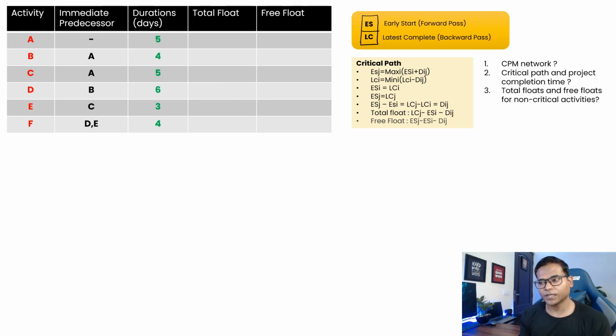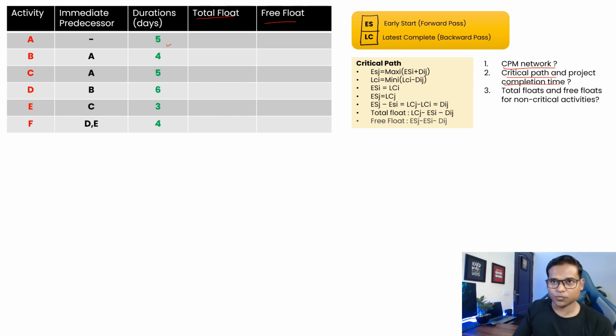So let's take another example where we will again be drawing the CPM network and understand how to calculate the critical path. We will be following the same logic. So let's first draw our CPM network. Here we are given activities from A to F, and we have the immediate predecessors for those activities, and the durations are given in this column. Now we need to calculate the total float and free float. Before that we need to calculate the CPM network, then the critical path, and of course the project completion time.